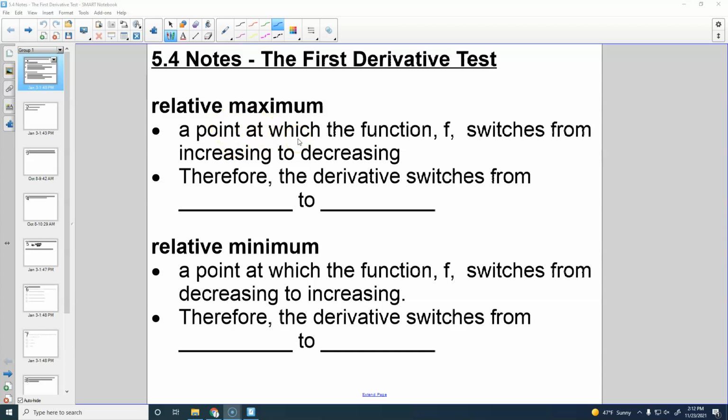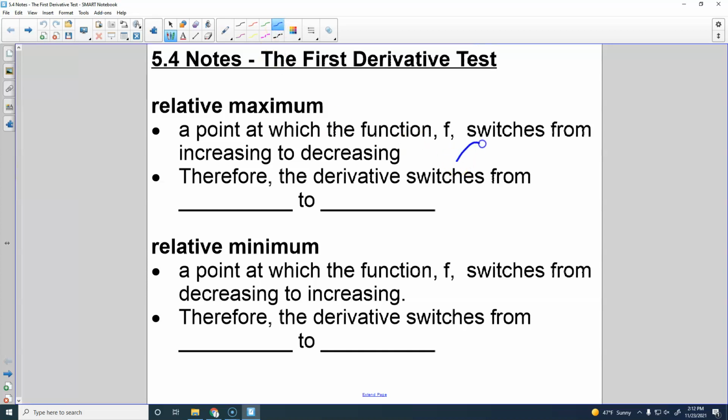A relative maximum is a point at which the function f switches from increasing to decreasing. Just think about what it looks like. If you're increasing and then you switch to decreasing, that's going to cause there to be a maximum point. So if the function is increasing, what do we know about the derivative? Positive. So the derivative has to switch from positive to negative.